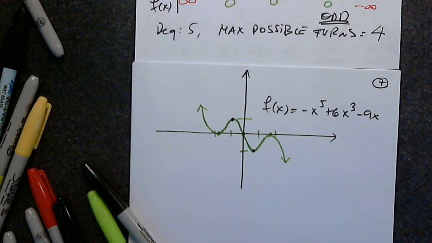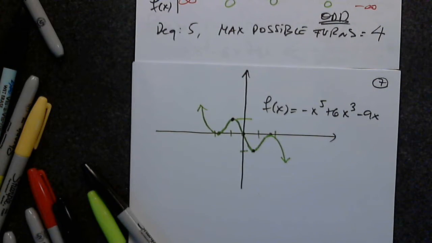What you have, and put in negative x to the 5th power. And then we had plus 6x cubed and minus 9x. Okay, so I have the graph. I will consider maybe negative.